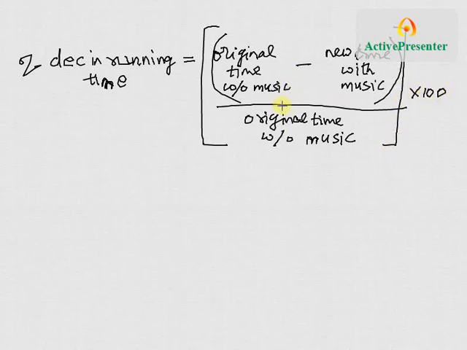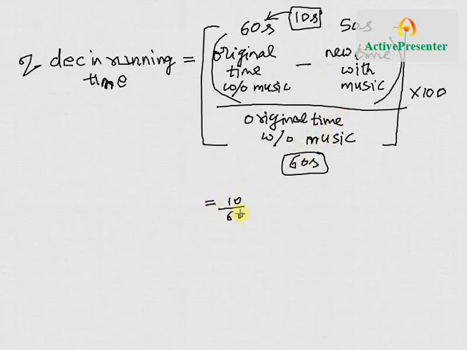So this fraction tells you what fraction of the original running time without music the decrease is. For example, you took say 60 seconds without music and 50 seconds with music, so the decrease would give you 10 seconds. So the decrease in running time is 10 seconds. But how significant is this 10 seconds? So you have to compare it with the original time. The original time was 60 seconds. So it's 1/6 of the original time. So in percentage terms, it is 10/60 into 100, which is equal to 16.66%.